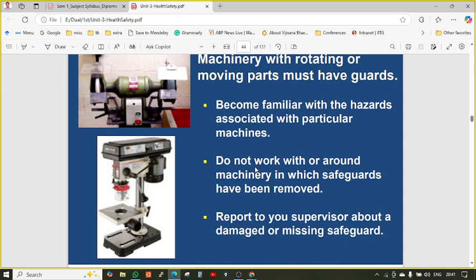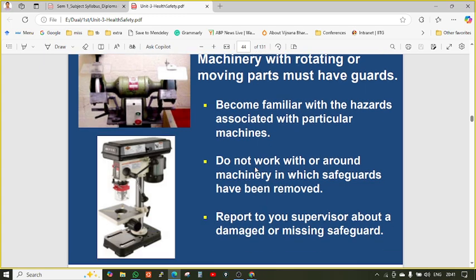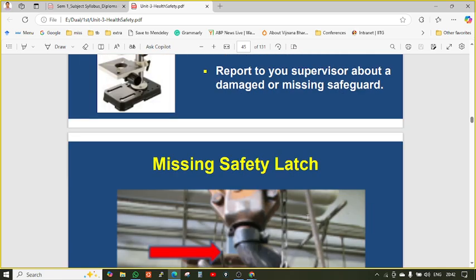Become familiar with these hazards. For any type of machinery, if you do not know the machine, how it works, and what hazards may be associated with it, you do not go and touch that machine. Do not work around machinery without handrails or without guards. If you see a machine without handrails or guards, you do not operate that machine. Report to your supervisor if something is missing. Report to your seniors if you find that something is wrong, because you should avoid the hazard yourself, but you should also protect others from injury.